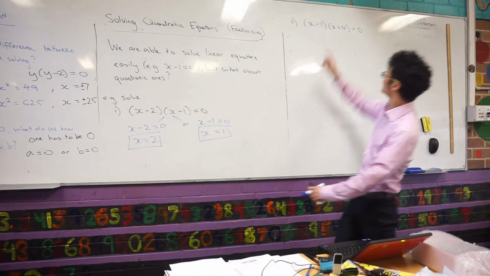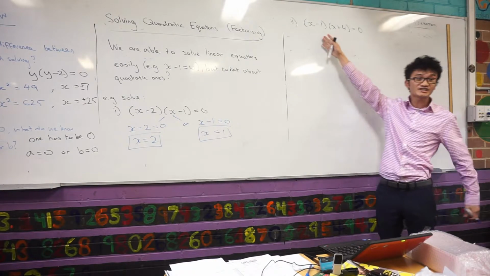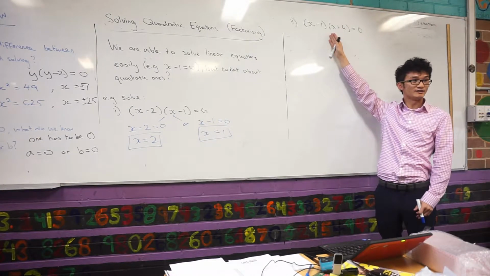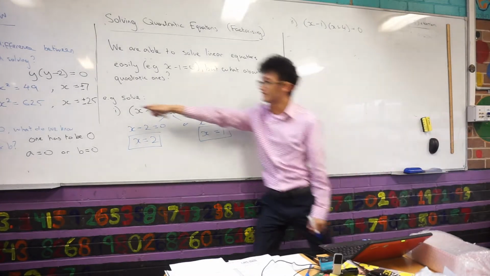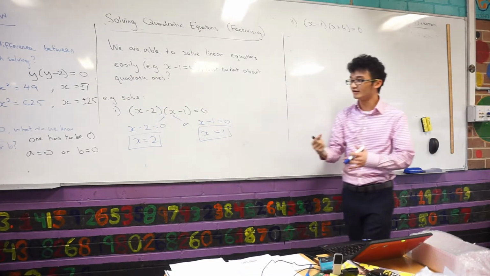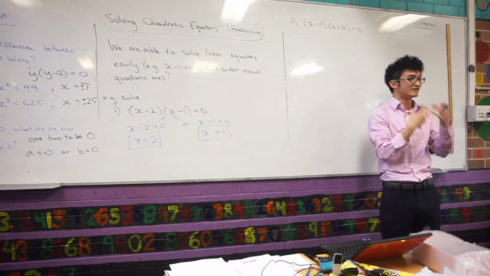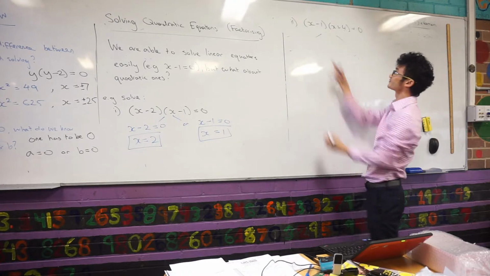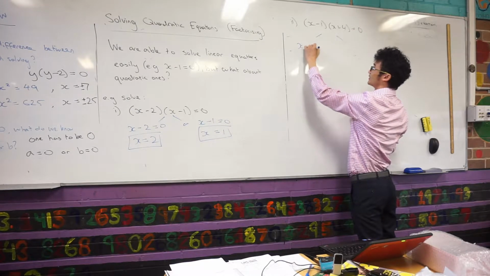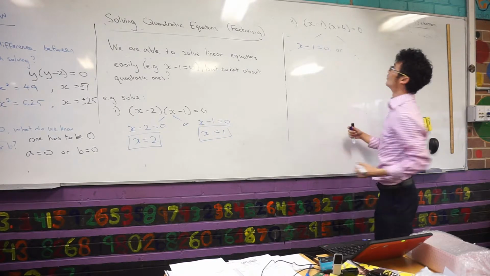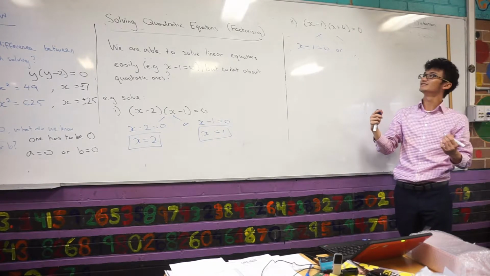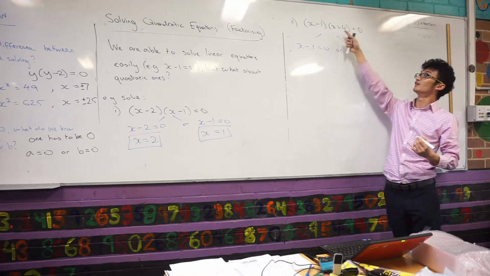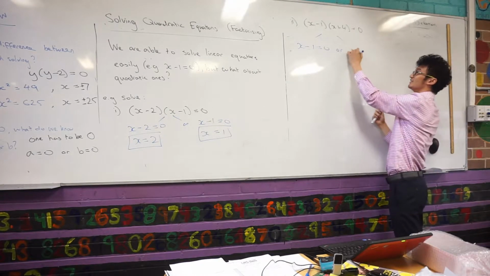Let's look at this next one. Same idea. It actually doesn't matter what's in these brackets. All I'm doing is applying this idea that if I have two things multiplied together to equal 0, one of them has to be 0. So again, I've got my two cases here. Either x minus 1 is equal to 0, or, what's my other possibility? Yeah, x plus 4 is equal to 0.